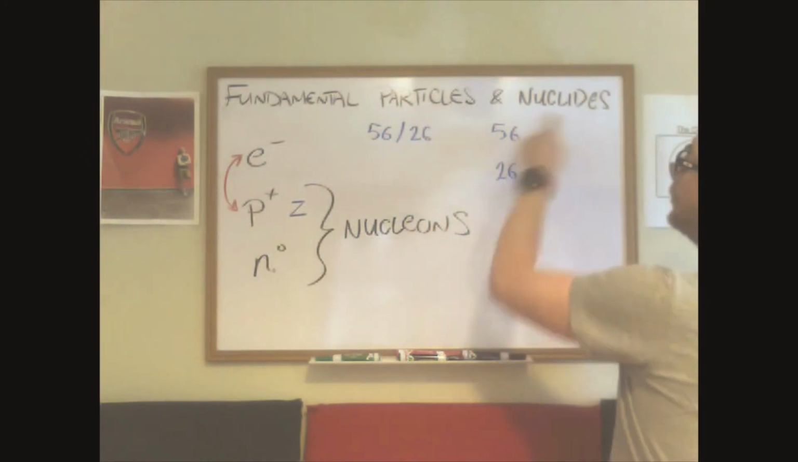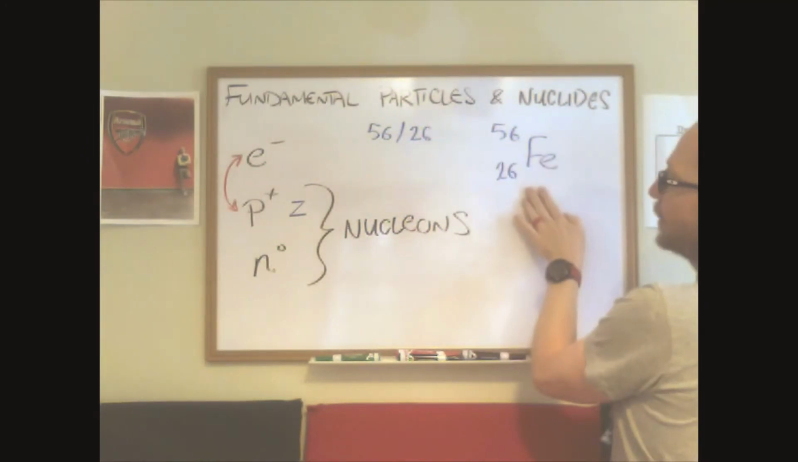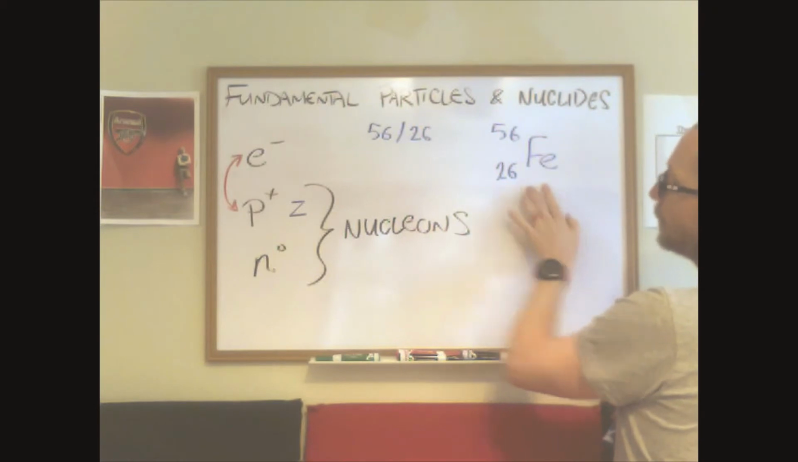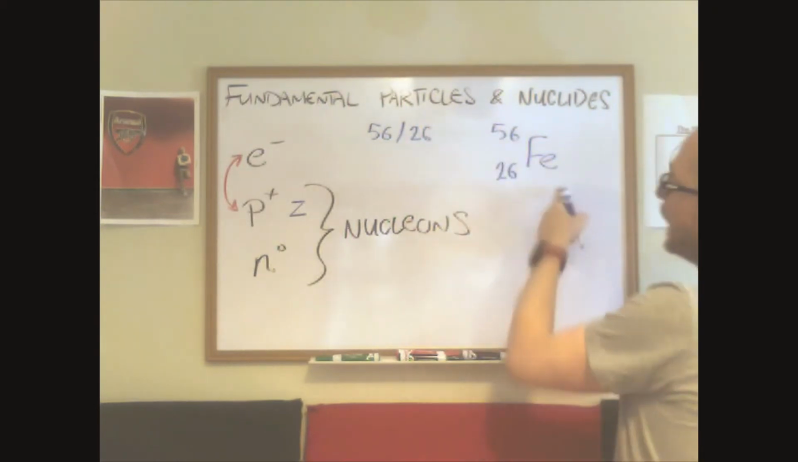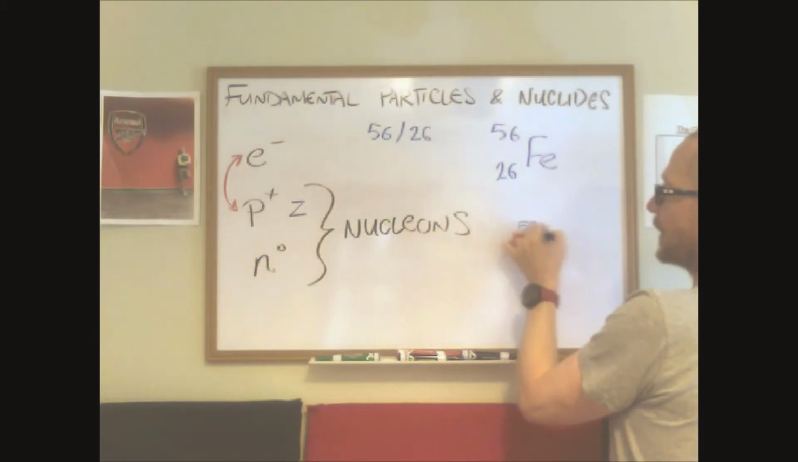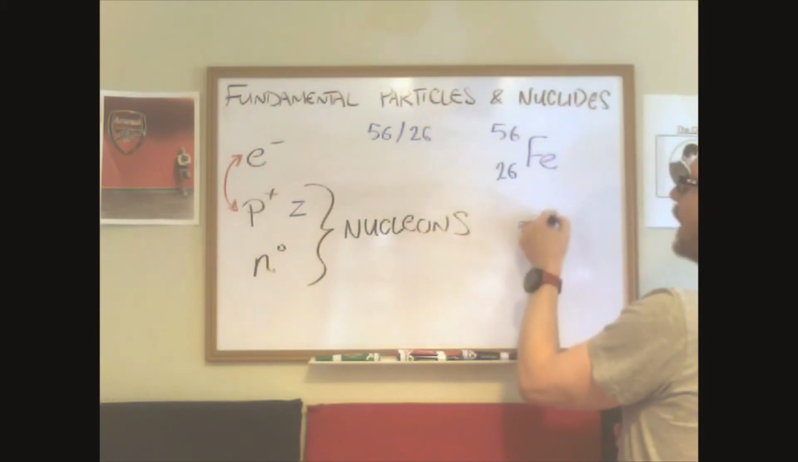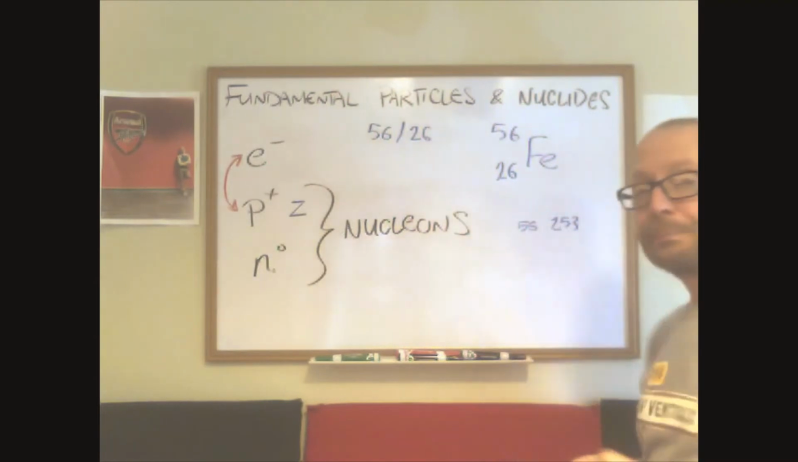So this is called nuclide notation. If we take a look at our iron right here, we've got 56 things in the nucleus. That gives iron an approximate mass of 56.253. I don't know what it is off the top of my head.